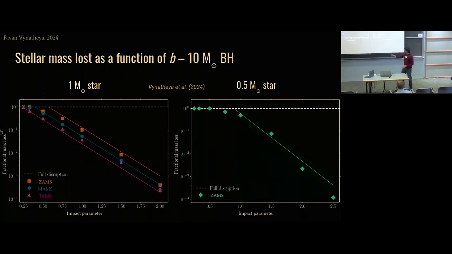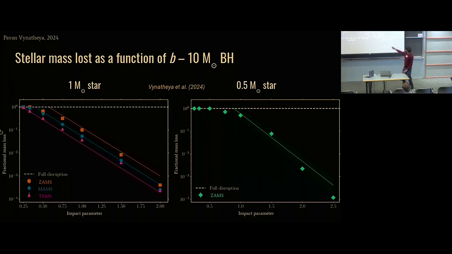Here you can just look at the left plot for now. This is a disruption of a 1 solar mass star due to a 10 solar mass black hole. The dotted dashed line represents a star which is fully disrupted. As you might expect, as impact parameter increases, the amount of mass loss decreases, which is kind of evident. But this mass loss follows a roughly exponential trend. This is a log scale.